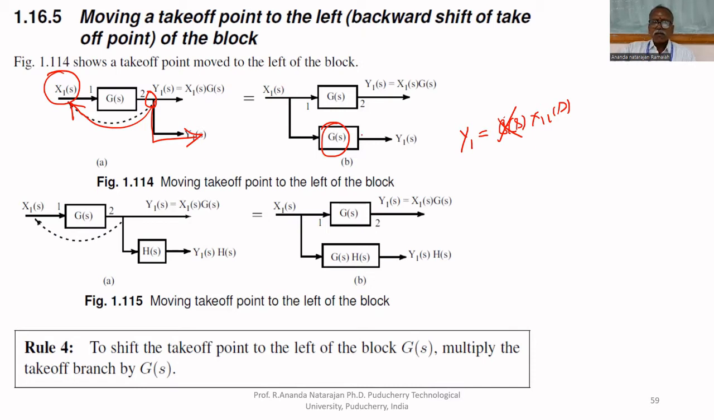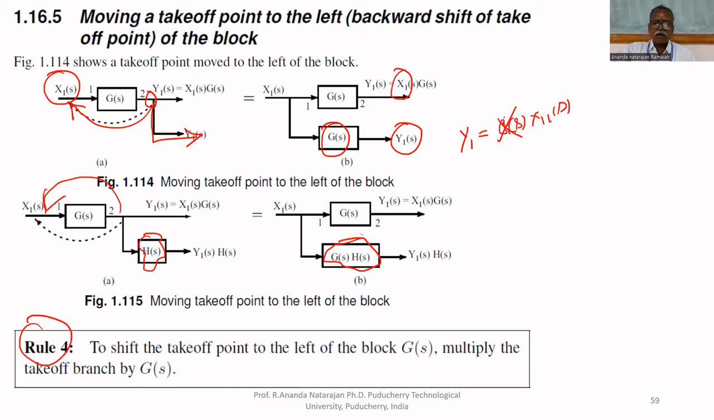So it should be multiplied by G of S. Then only both will be equal. X1 and Y1 will be equal if you do it like this. Suppose this takeoff point is already multiplied by H of S, it means you have to multiply H of S and G of S. That's all. Then you can shift this point from here to here. That is rule number 4.